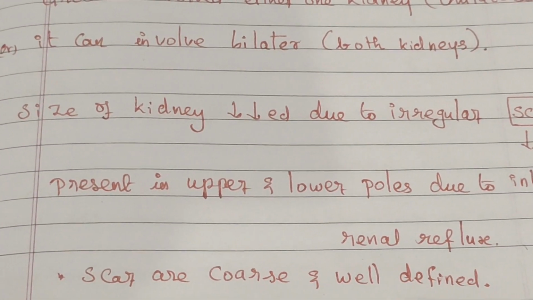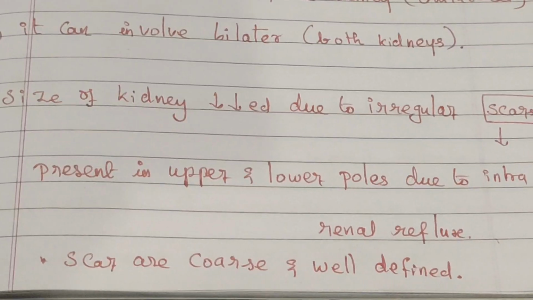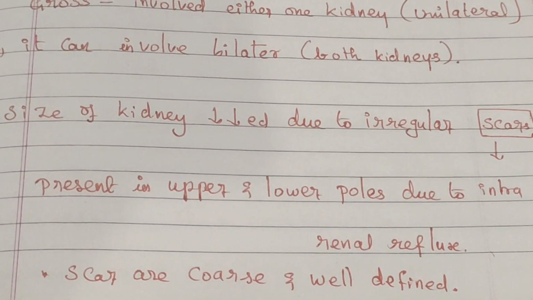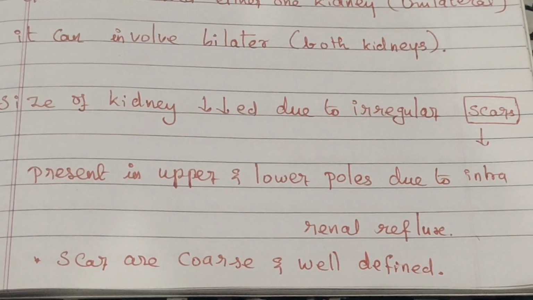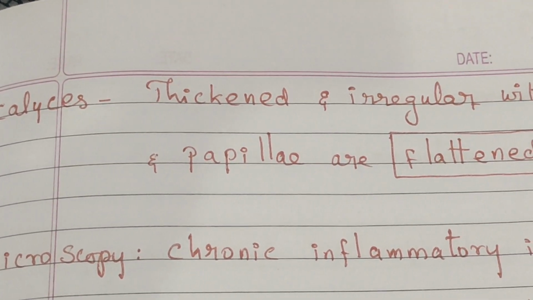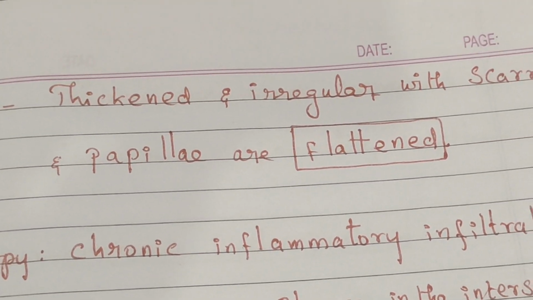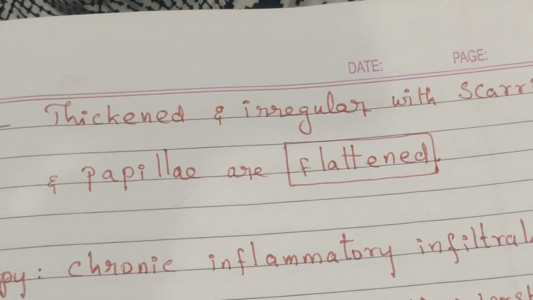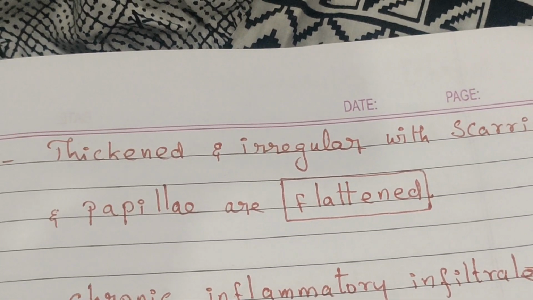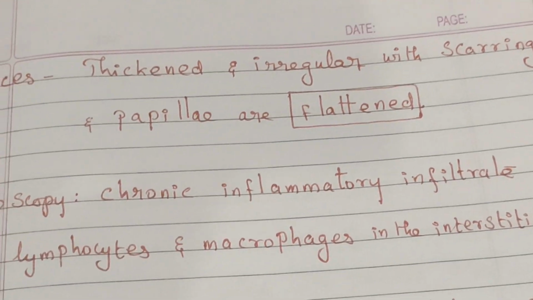The scars are coarse and well defined. Next, calyces. Calyces are thickened and irregular with scarring, and the papillae are blunted.